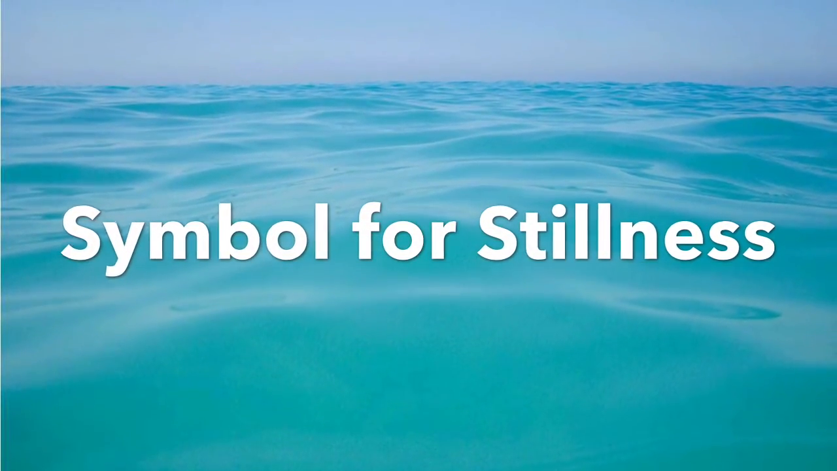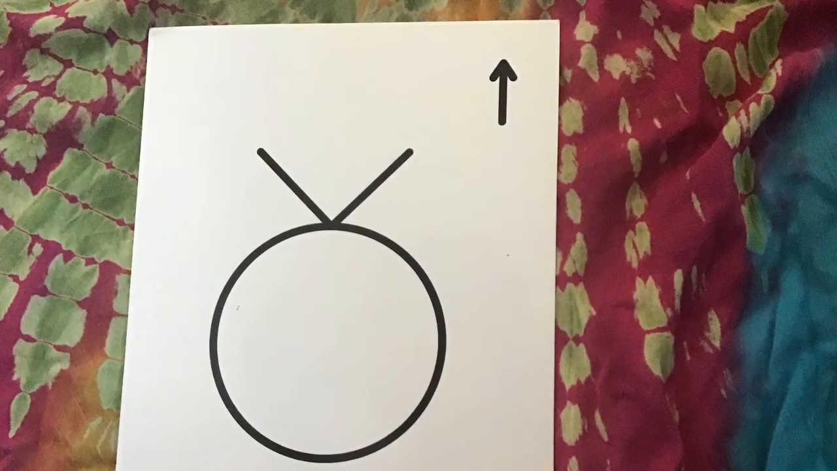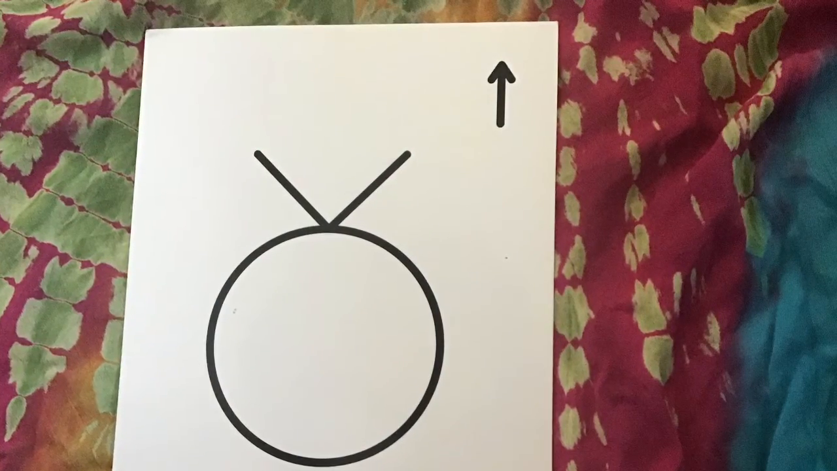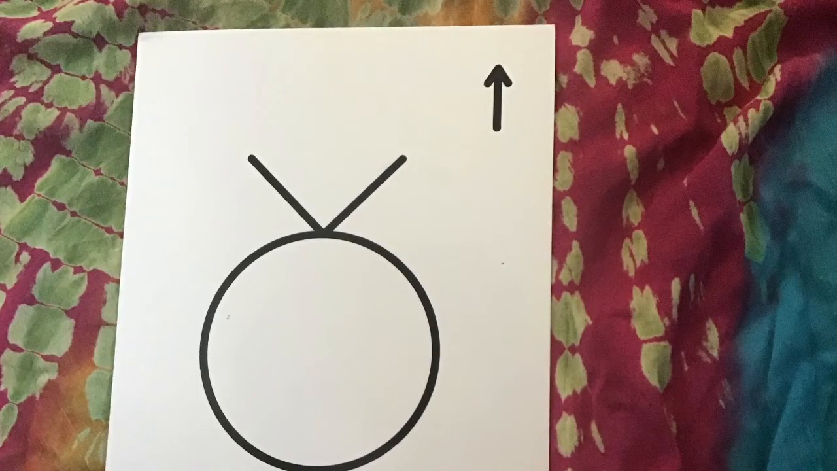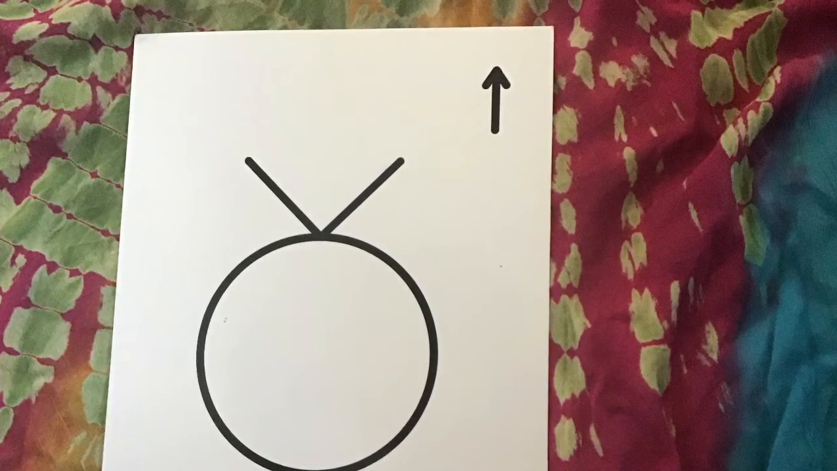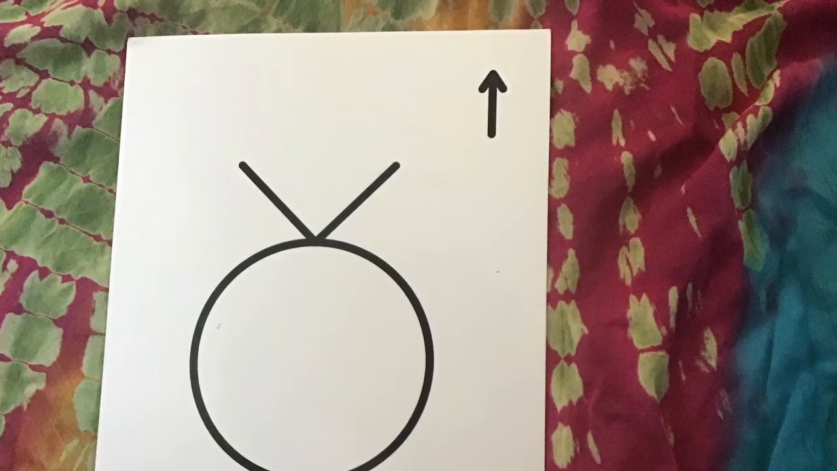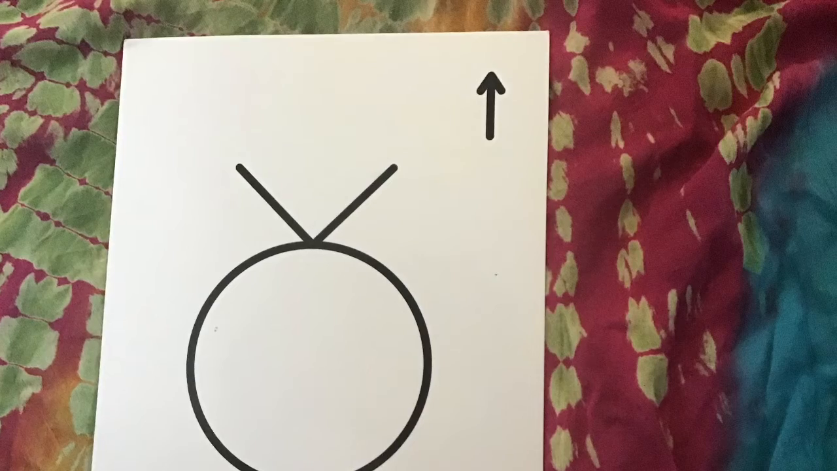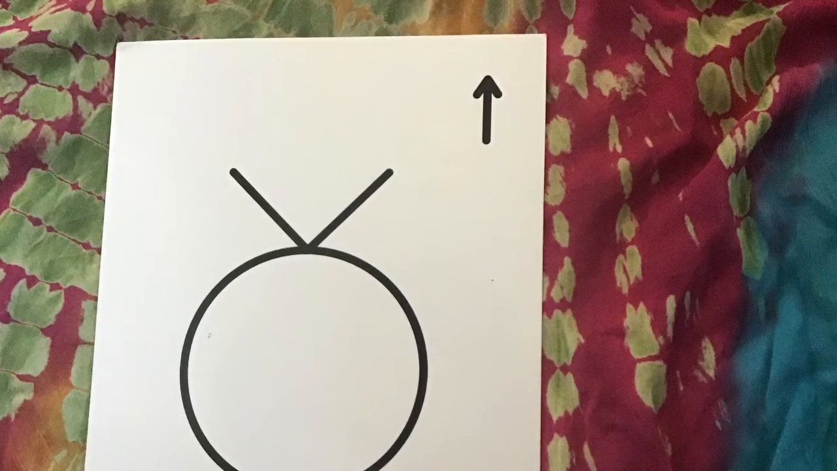The symbol that represents stillness is an empty circle with two diagonal lines on top. This symbol is reminding us that in those moments of stillness, there is zero movement. And also the two lines on top are reminding us that in those moments we might be using a body shape.